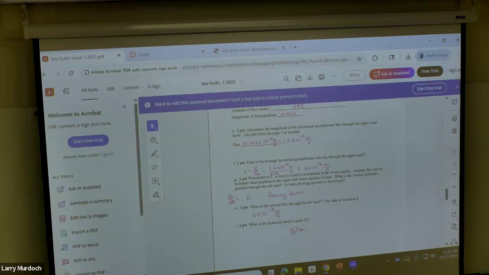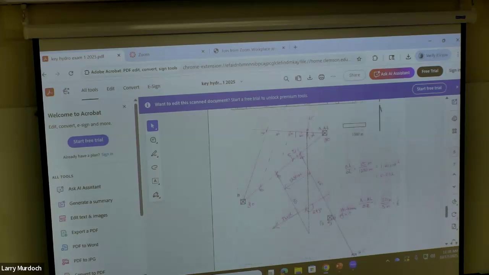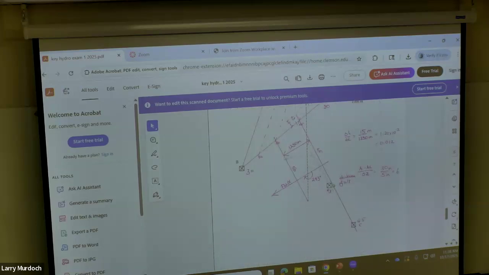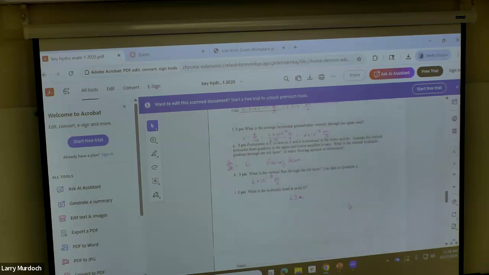This is just going to be that head gradient times the hydraulic conductivity of the silt. And then this one, hydraulic head at point D. So this is just going to be going back to the map here at point D, and you have these contours of hydraulic heads. So you're just going to interpolate. It ends up being really close to 60. That's the contour that you would draw between these coming through that point. Okay, that's it. Any questions?